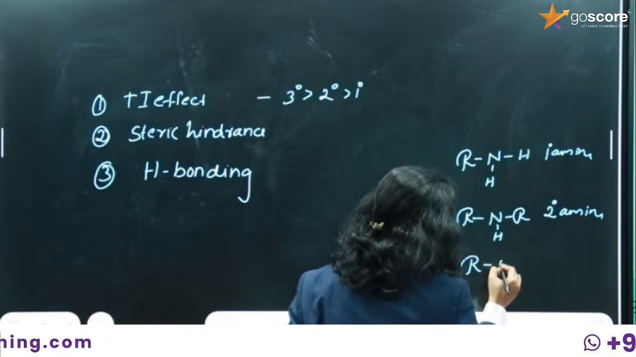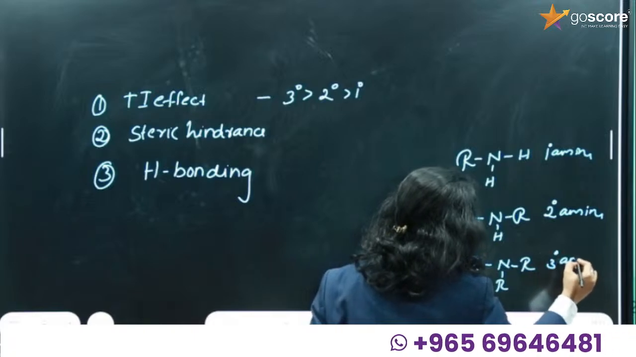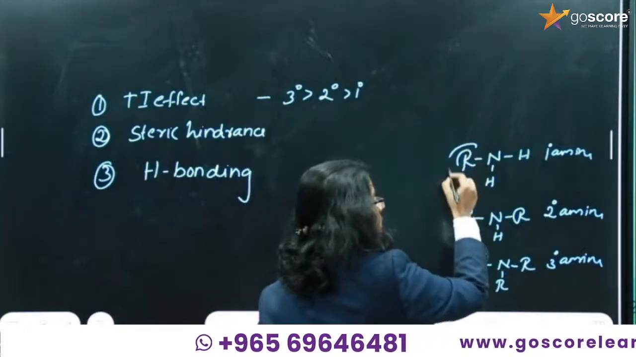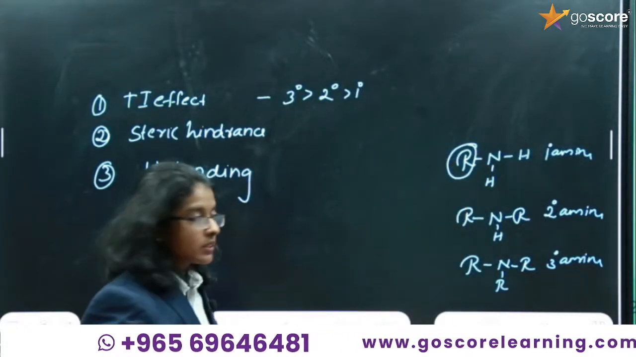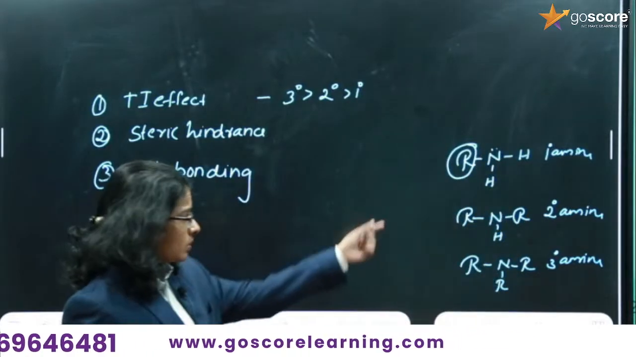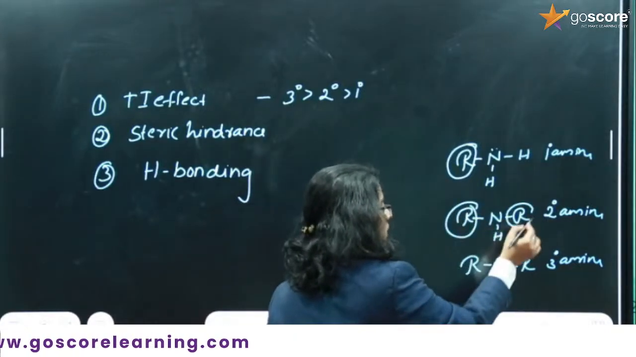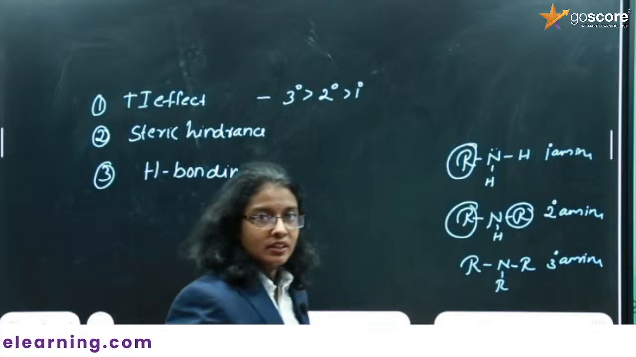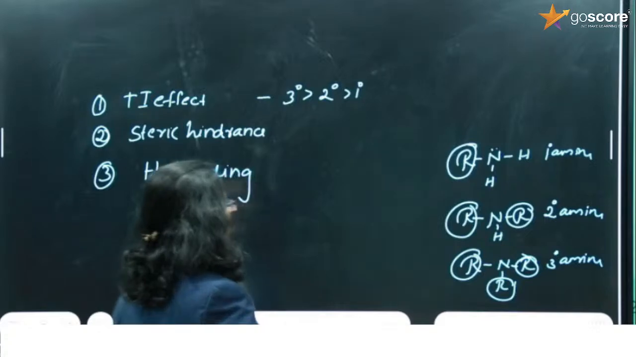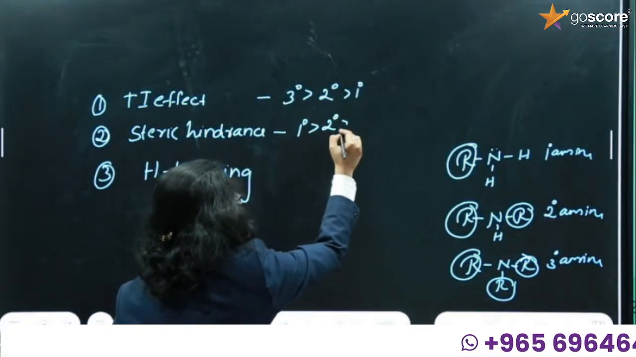And the last one is tertiary amine. So steric hindrance: here there is only one alkyl group, so the proton can attach to it easily. But here there are two alkyl groups, which hinder the attack. Here there are three alkyl groups. So the order will be primary greater than secondary greater than tertiary.